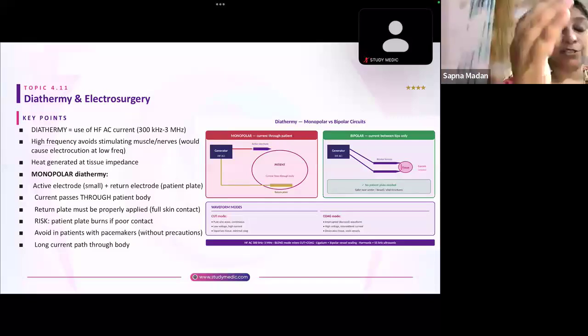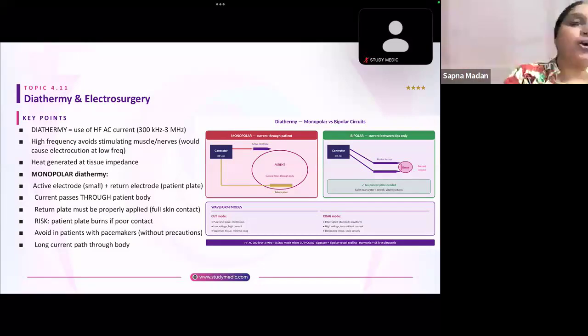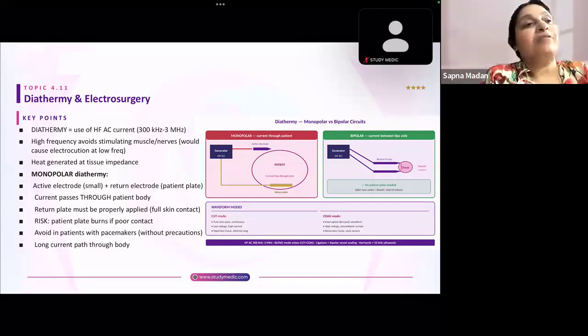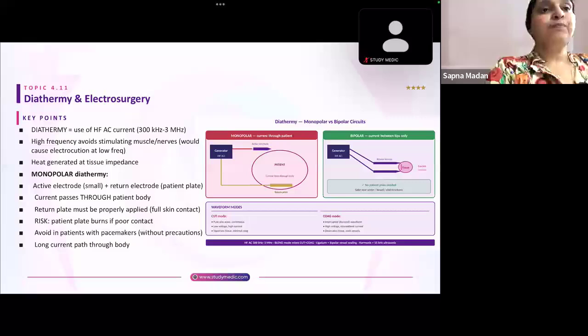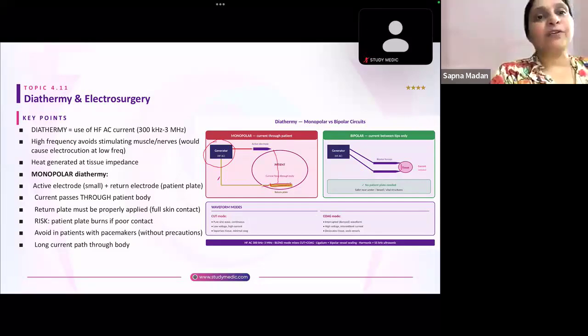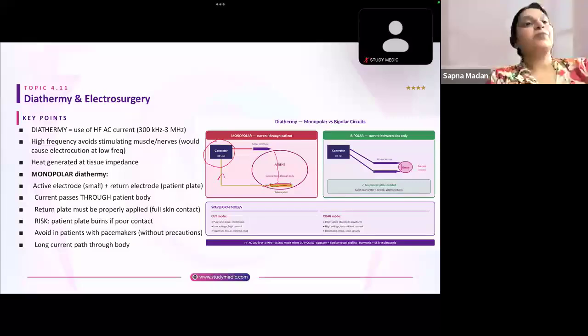We have monopolar and bipolar diathermy. In monopolar diathermy, we have an active electrode, which is small, and there is a return electrode or a patient plate. Okay, so if you can see, this is the electro generator. It is generating the high frequency alternating current, and it is going to the electrode which we are going to use for the surgery. And then the electricity will transmit through the patient. It travels through the patient to the return plate, and then it goes back to the generator, okay? So the active electrode is small, and the return electrode is attached to the patient, and the current passes through the patient body.